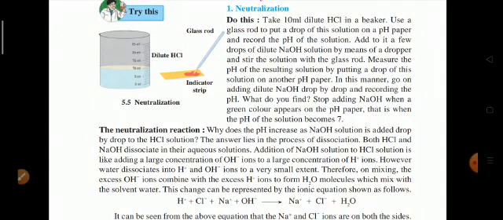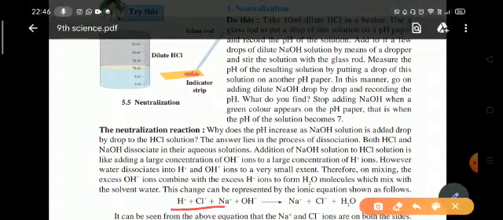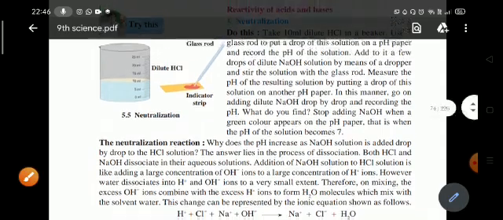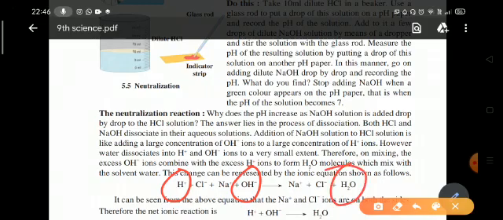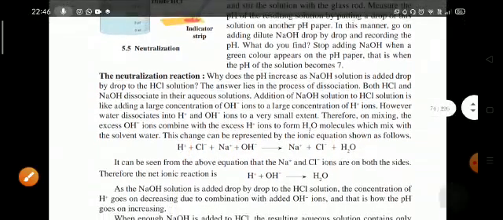This change can be represented by the ionic equation as follows: H plus Cl minus plus Na plus OH minus, that is HCl plus NaOH, gives Na plus Cl minus, where this H plus and OH minus get combined and give us H2O, and this is what neutralization is called.